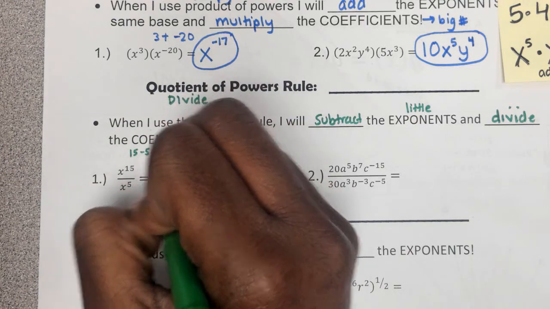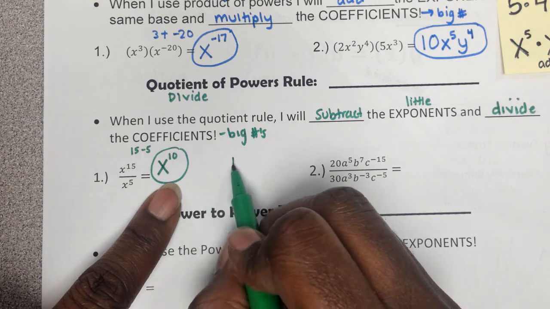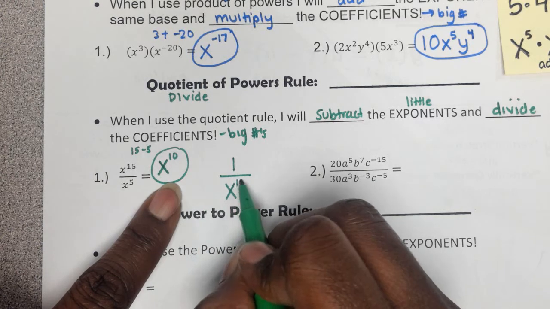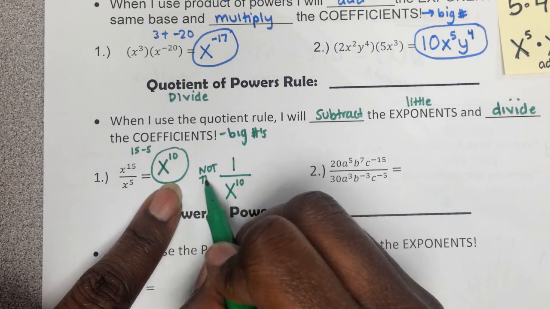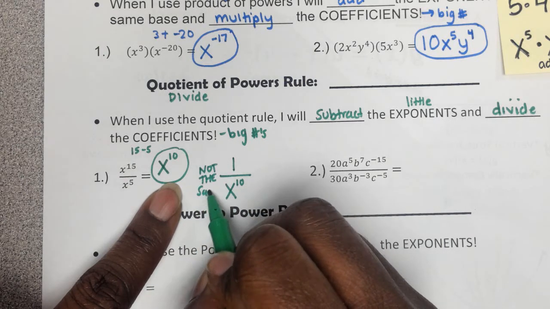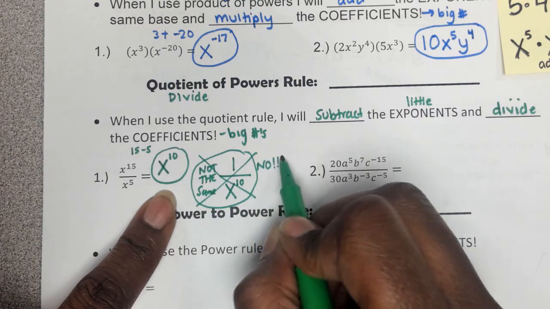X to the 10. Now listen, because a lot of people think that when you write it like this, it is the same thing. No, this is not the same. Okay, so don't write it like that. No, don't do that. Don't do that. Keep it like that.